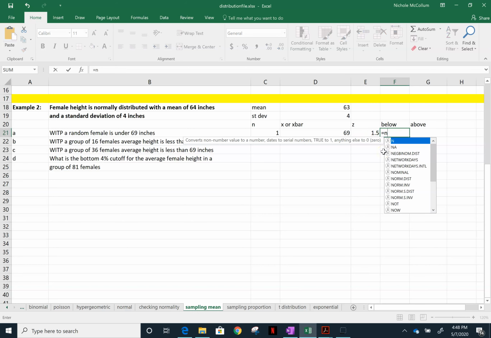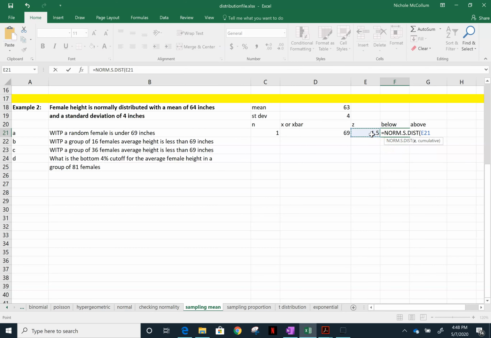Now, I can utilize norm S dist to find areas below a Z value. That's what norm S dist does extremely well. It finds the area below. So I pause and make sure, was this an area below question? It was, and so there is my answer for part A.